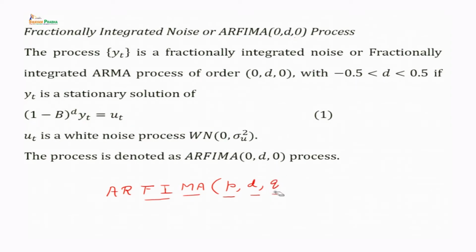Now, if you take d equal to 1, well, it is not possible here for fractionally integrated processes, but suppose you write d equal to 1. Then you get the simple random walk model, which is a non-stationary process. These fractionally integrated processes use a fraction here. Instead of 1, it has used d here.